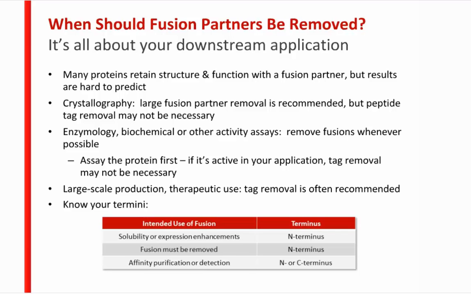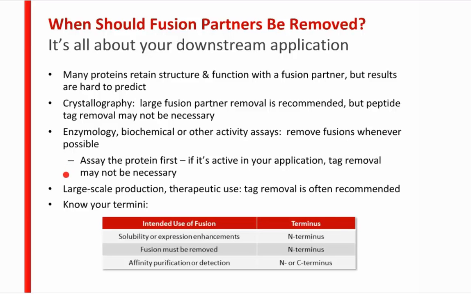These aren't hard and fast rules, right? For enzymology, bacterial or biochemical or other activity assays, we probably want to try and remove those fusions whenever possible. But again, assay the protein first. And if it's active in your application, tag removal may not be necessary. And then for large-scale production or therapeutic use, I mean, these are just examples, right? Tag removal is often recommended if not required.